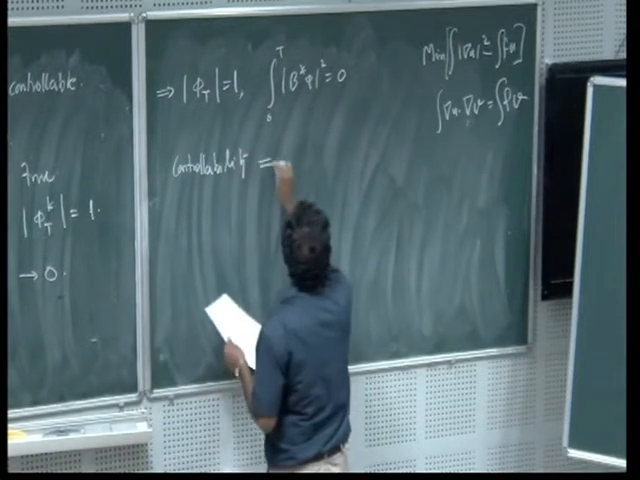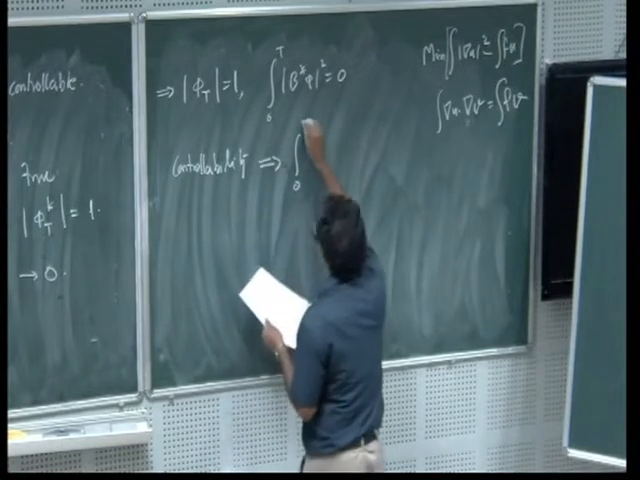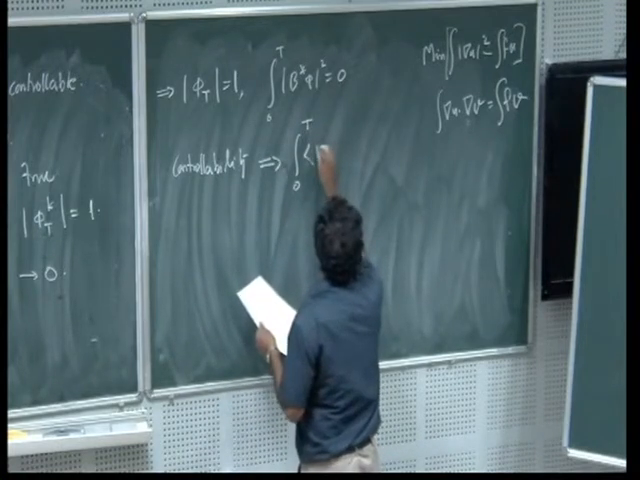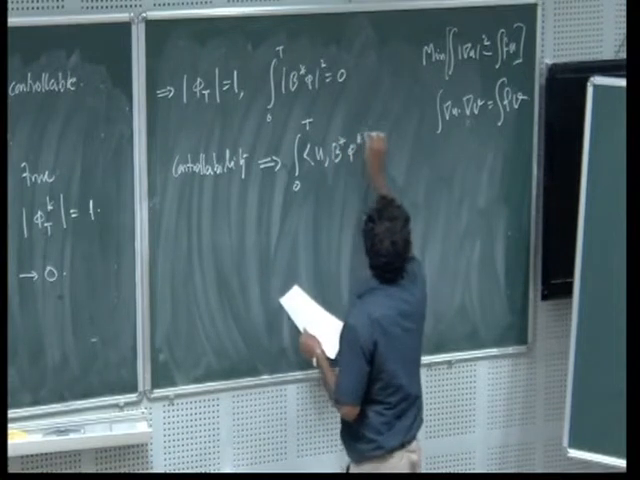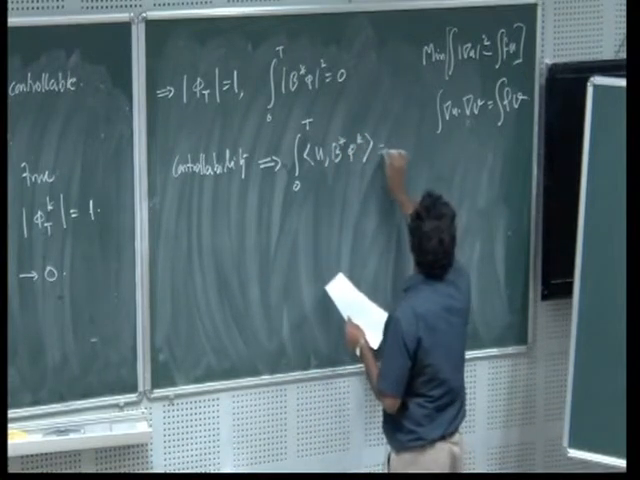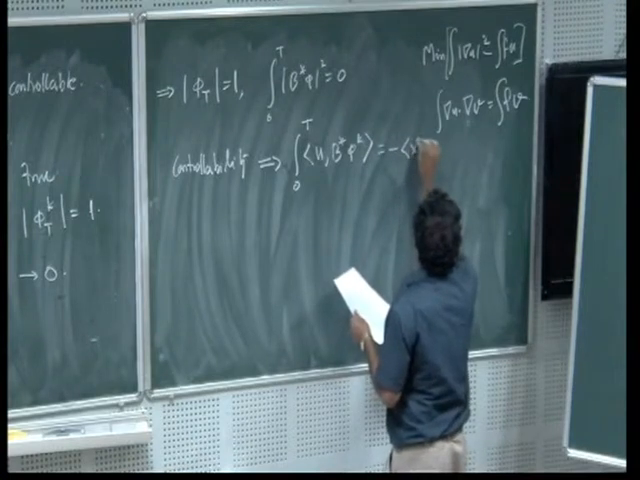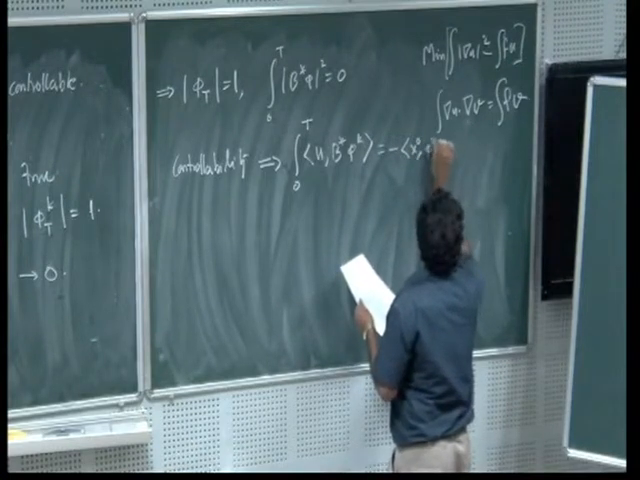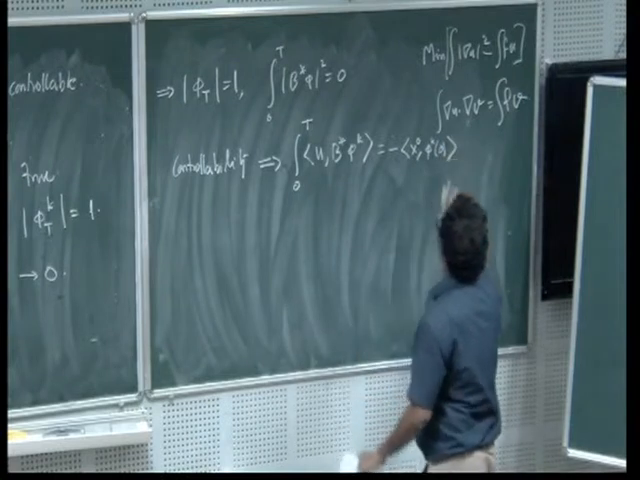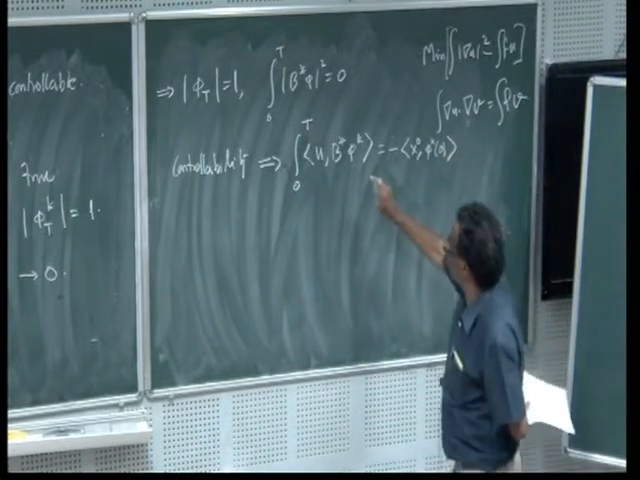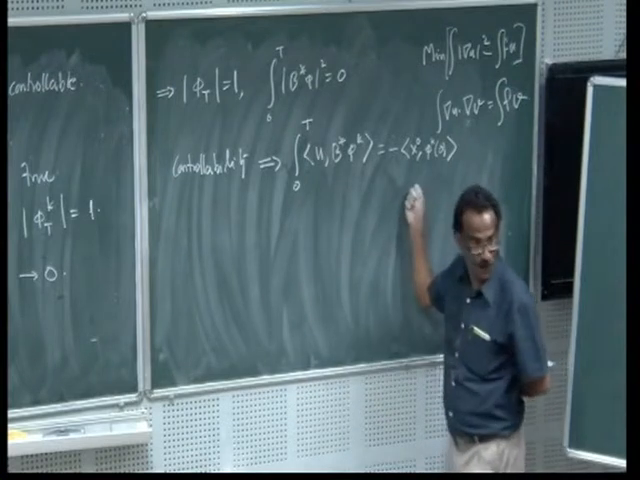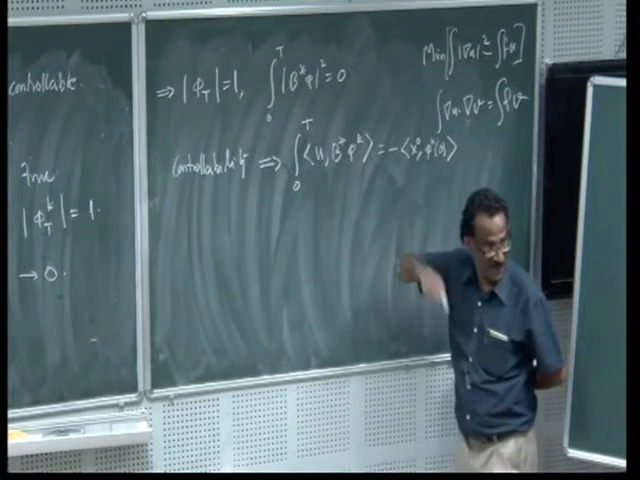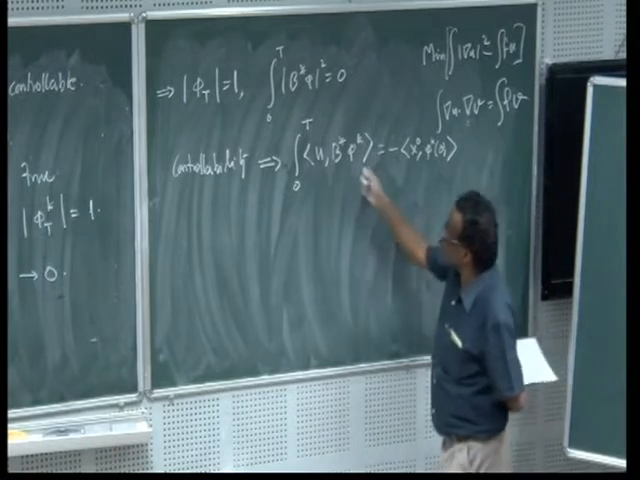Controllability will imply the integral from 0 to t that we have already, u b star of phi k. For each k you can apply, and you get minus x naught phi k 0. This is the first inequality, what we have proved. The system is controllable if and only if this equality is satisfied. That's the first theorem we have proved. So you apply that for every phi k.